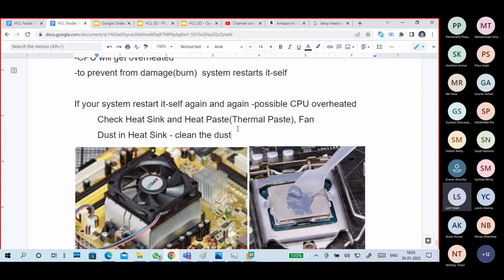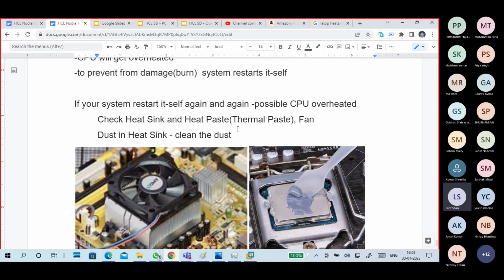And very important, guys, dust. Dust is very dangerous for both laptops and desktops, because dust particles are easily attracted inside your computer. The positive and negative charges are continuously changing, so it will attract a lot of dust.